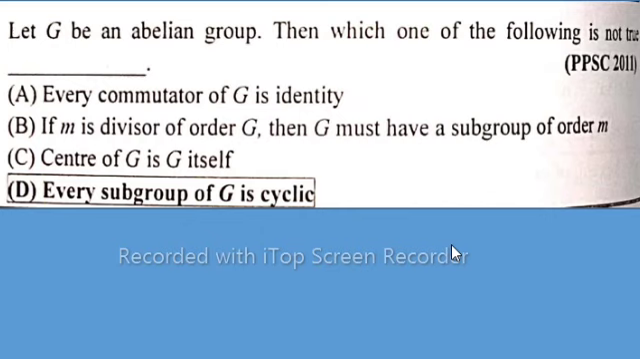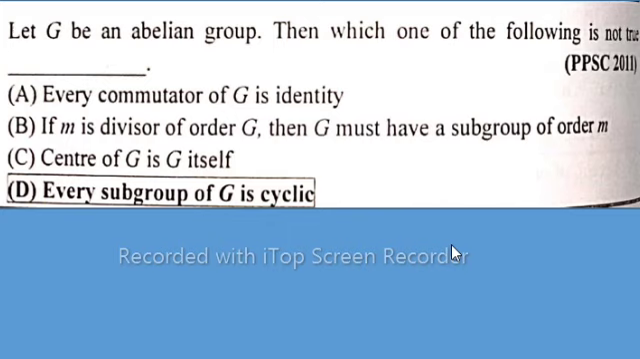In this lecture, I will solve Pakistan Public Service Commission 2011 MCQs, that is, let G be an abelian group, then which one of the following is not true? Option A, every commutator of G is identity.